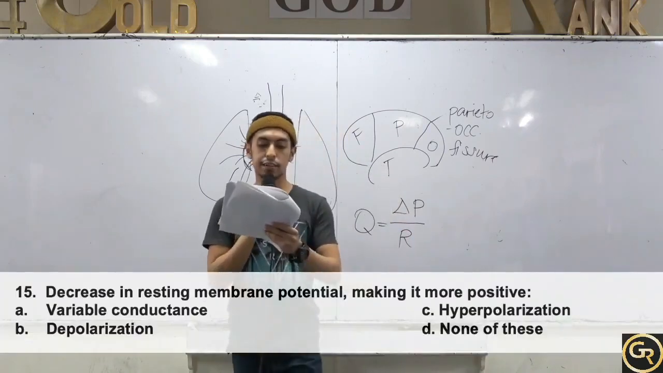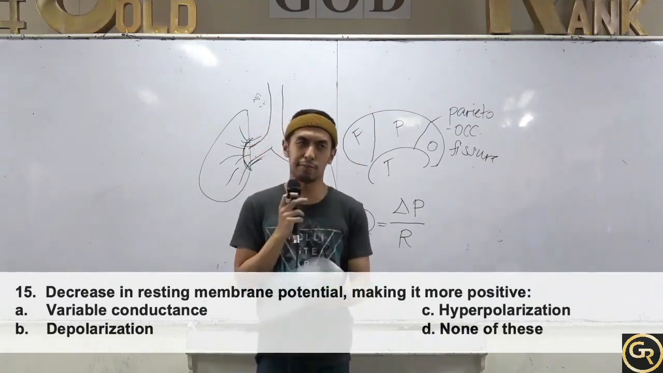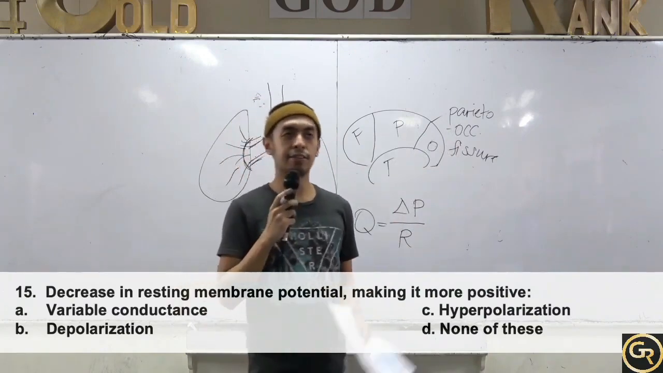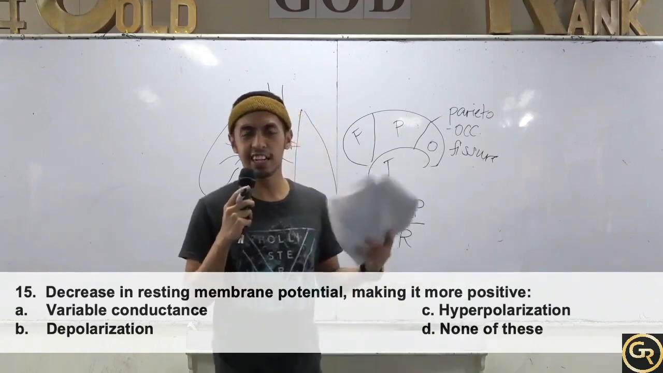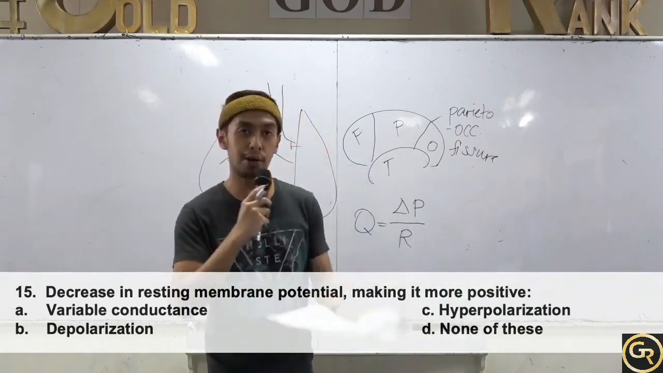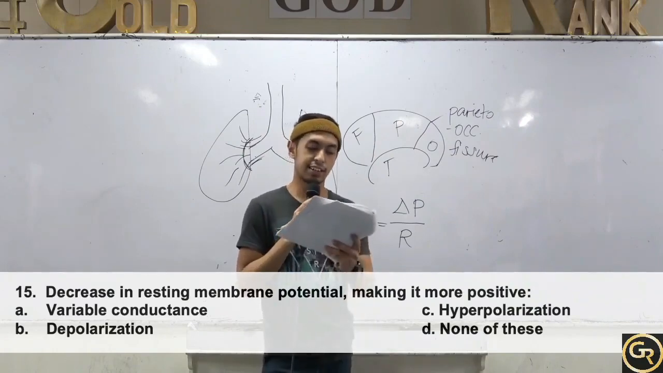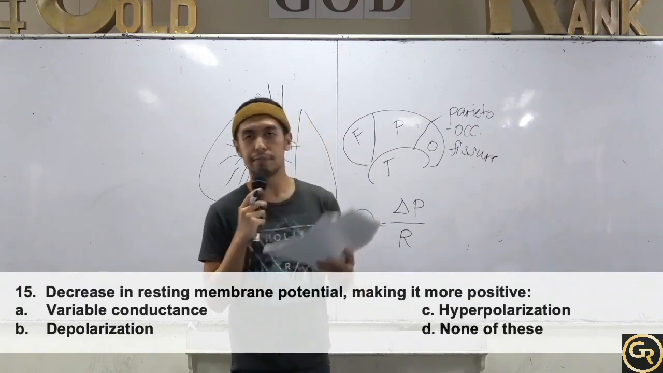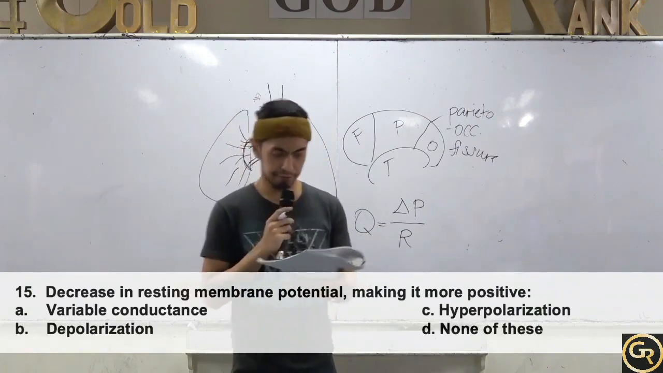15. A decrease in resting membrane potential, making it more positive. If the resting membrane potential of your cell becomes more positive, an action potential would occur. Therefore, there is depolarization of the cell. Is that correct? That is your letter B. Depolarization occurs when the resting membrane potential becomes more positive.